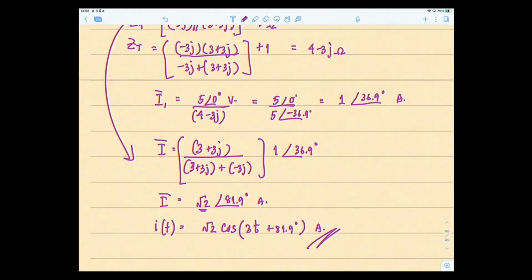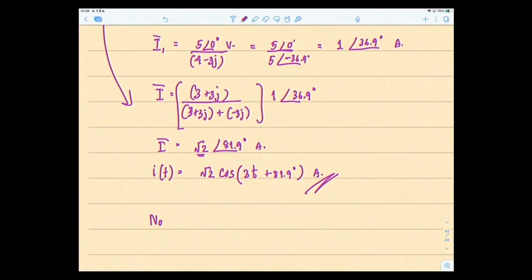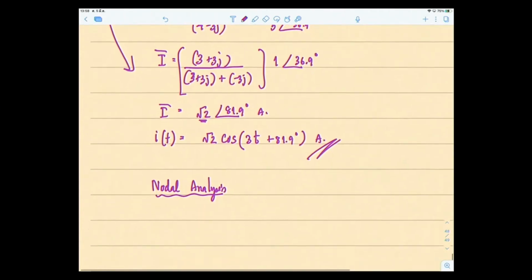So those who understand the theorem from before the midterm, this is like a review for you. Instead of having just resistors, now we have impedance. That's all. The rest is the same. So the next example I'm going to do is for nodal analysis.